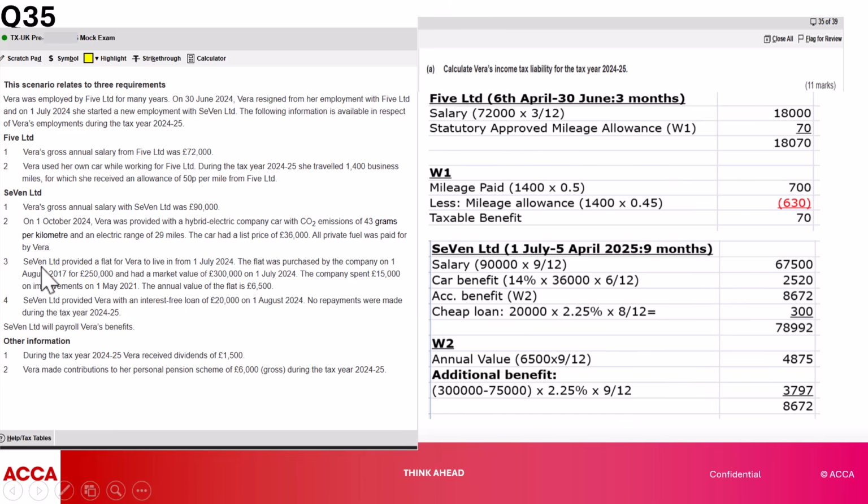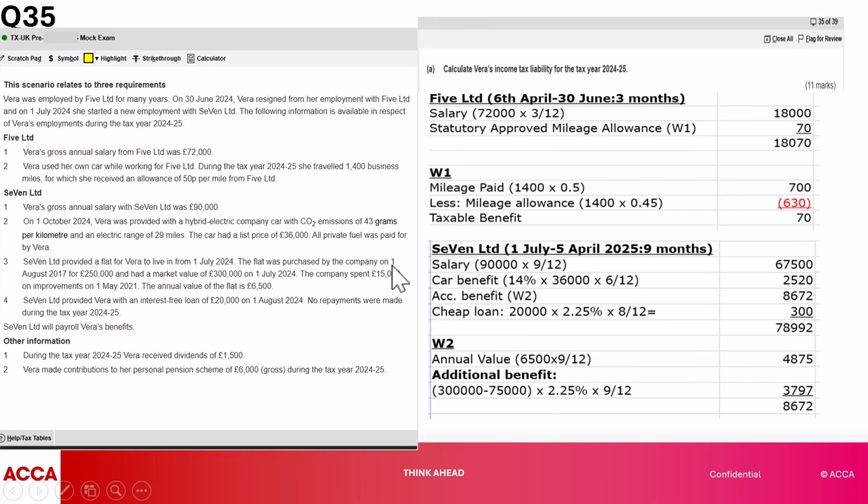Then we have here 7 Limited provided a flat for Vera to live in. Look at the date again. They gave her the flat from 1st of July. Again, if you count the number of months that she's enjoyed that flat for, it's from July, August, September, October, November, December, January, February, March. Those are 9 months. So we have to put that mental note that we're going to be prorating both the annual value and the additional benefit by 9 months.